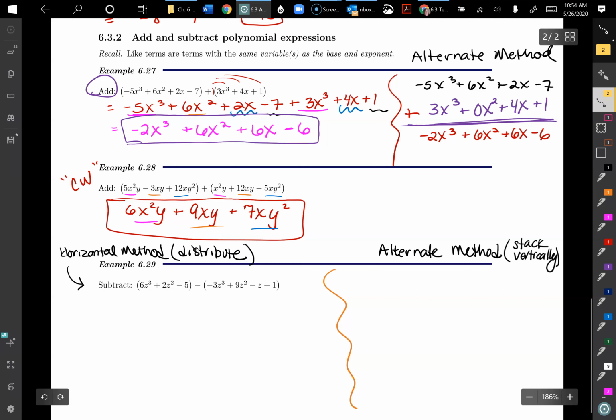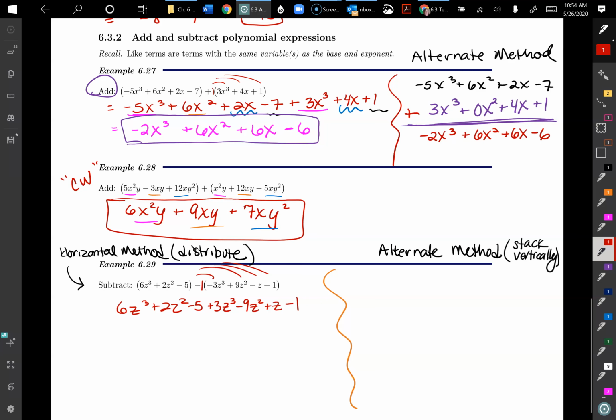So again, first thing we're going to do is remove the parentheses here. So we get 6z cubed plus 2z squared minus 5. Now this one we're going to distribute to every term. It's like a -1, right? So change the signs. So we'll have a plus 3z cubed, a minus 9z squared, a plus z, and a -1. So let's just double check that all our signs are changed to the opposite. Good. Now we're going to combine like terms.